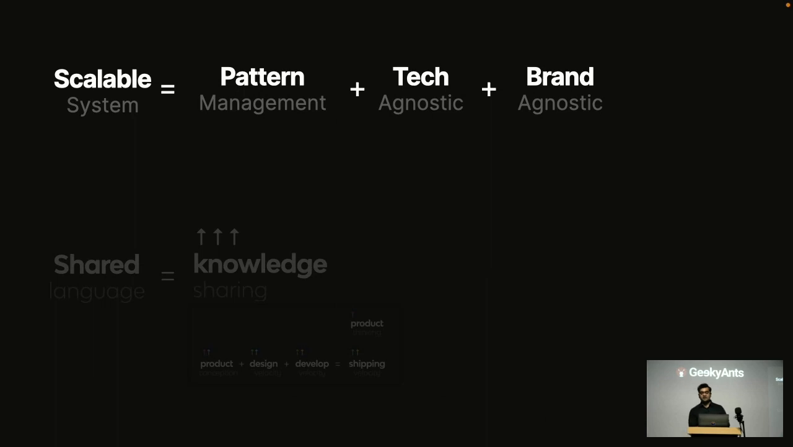Pattern management is not dependent on tech or brand anymore, so it is agnostic of both of those elements. Let's go with brand agnostic first. Every 5 to 7 years, roughly, brands either rebrand or completely change their entire brand language. This is not very dependable information, but a good rule of thumb to have.